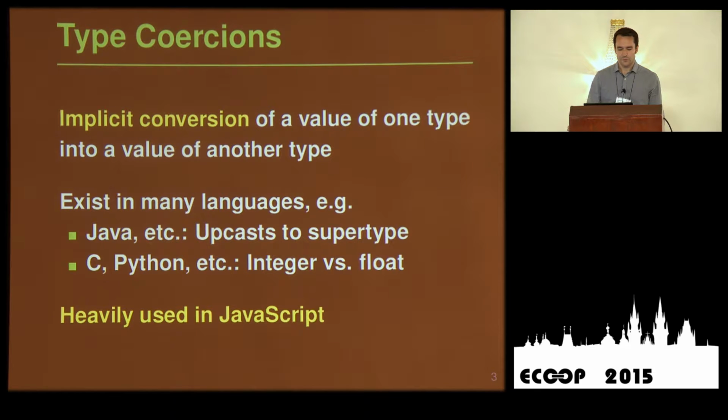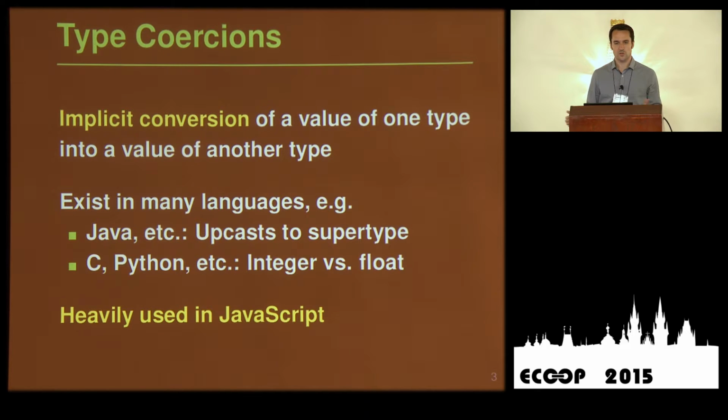In this paper, we look at one of the most unusual language features of JavaScript, which is type coercions. A type coercion is an implicit conversion of a value of one type into a value of another type. It allows you to write very concise code because you don't have to explicitly convert values. Instead, you can just use a value of some type in the context in which you actually need a value of another type. Then the runtime or the compiler will implicitly convert it for you. JavaScript is not the only language that has type coercions. Many other languages have them. For example, in Java, you have implicit upcasts to a supertype. Or in C and Python, you have implicit conversions of numeric values between integer and float.